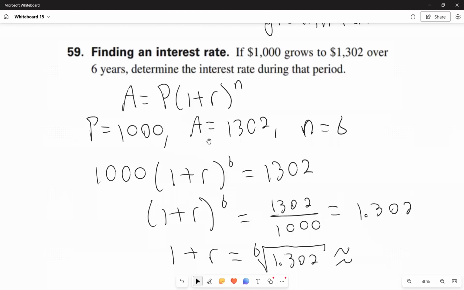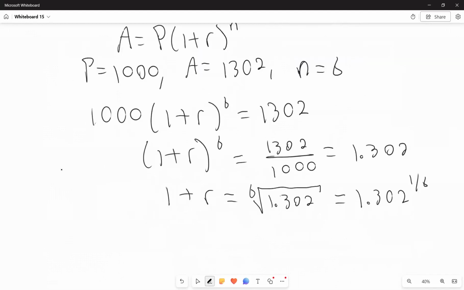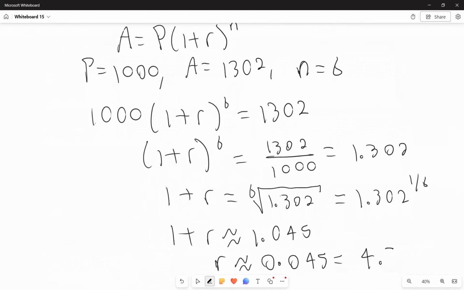Okay, just whenever you plug this in a calculator, that's the same as 1.302 to the power of 1/6. And we already found this. This is approximately 1.045. So r, subtract 1 from both sides, and r is 0.045 as a decimal, and the growth rate or the interest rate must be a percent, that's 4.5%.